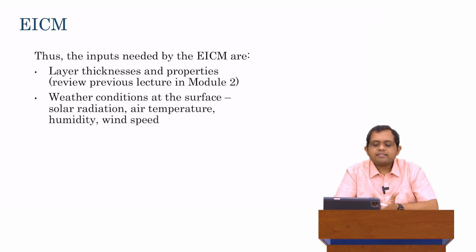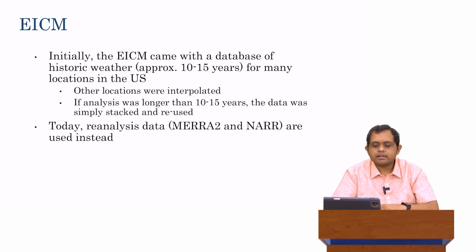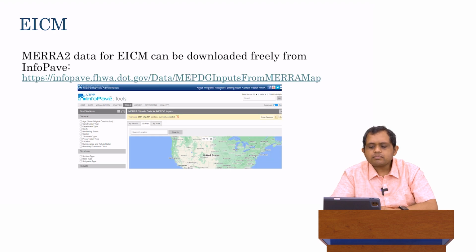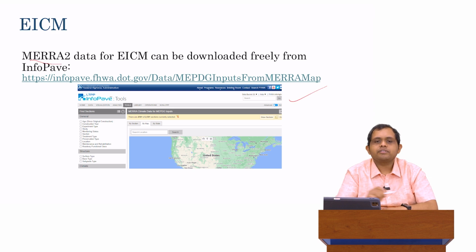Thus, the inputs needed by the EICM are the layer thicknesses and the properties. Again, we talked about this in an earlier lecture in module 1. And then we need weather conditions. We need that surface condition. We need the humidity, air temperature, humidity, wind speed, etc. So we need a lot of weather related data, which could be obtained using measured data. That used to be the practice, or it can be obtained using some reanalysis data set, some sort of synthesized data or numerical data, which, by the way, you can also download freely. So the last slide I'll leave you with, if you want to download some of this weather data and see how it actually is used without running the EICM, link over here from InfoPave, where you can download some of the data which is used for free from anywhere in the world.